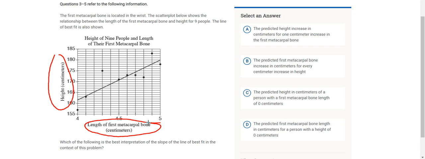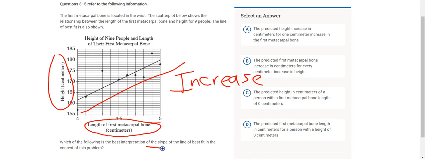Now, because this is going up, we have to be using the word increase, right? We can't use the word decrease because it's not going down. So they're asking me, which of the following is the best interpretation of the slope? Okay, so they want me to interpret the slope of this line. They're not asking me like how much it is, right?